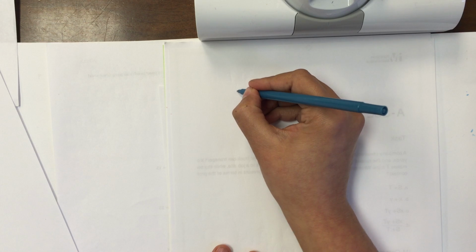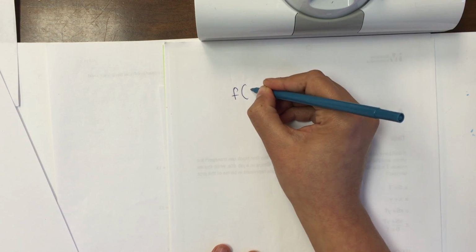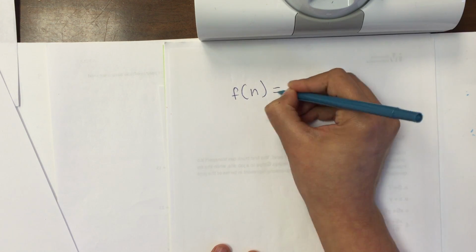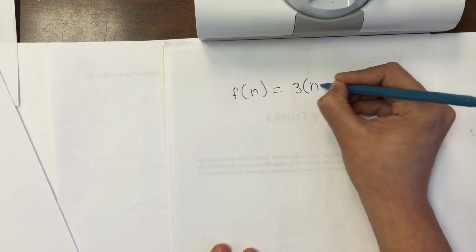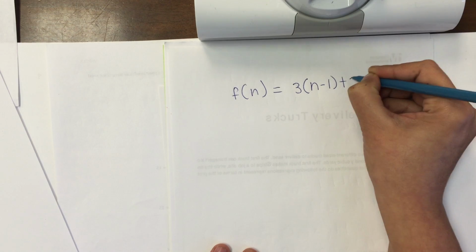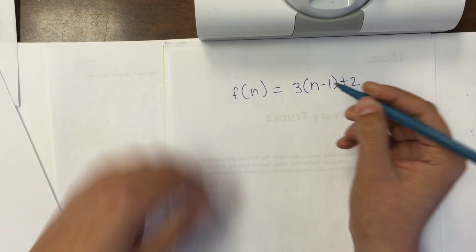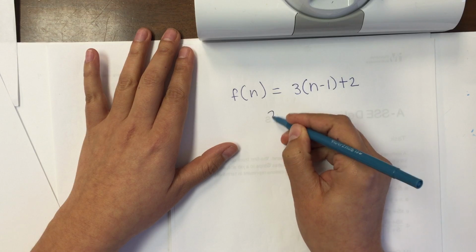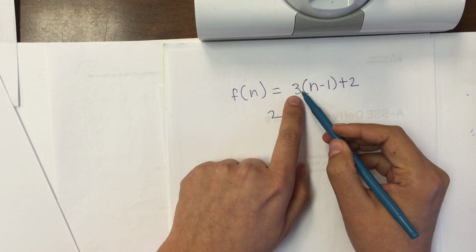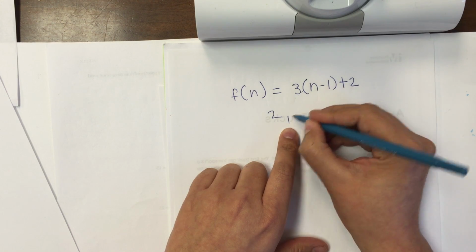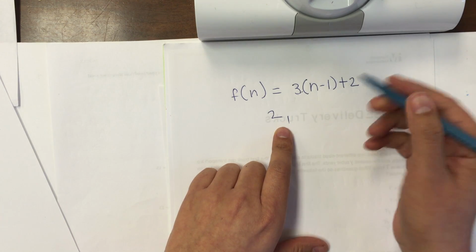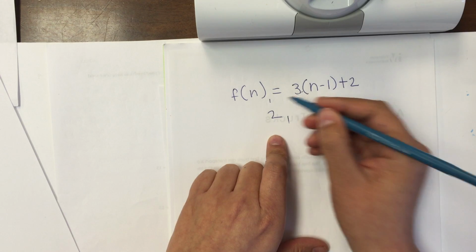Now sometimes they're going to give you the explicit formula. Let's say f of n is equal to 3 times n minus 1 plus 2. So this means that I start with 2 and each day I'm going to add 3. Okay, so I'm going to add 2. That's one way to figure it out.